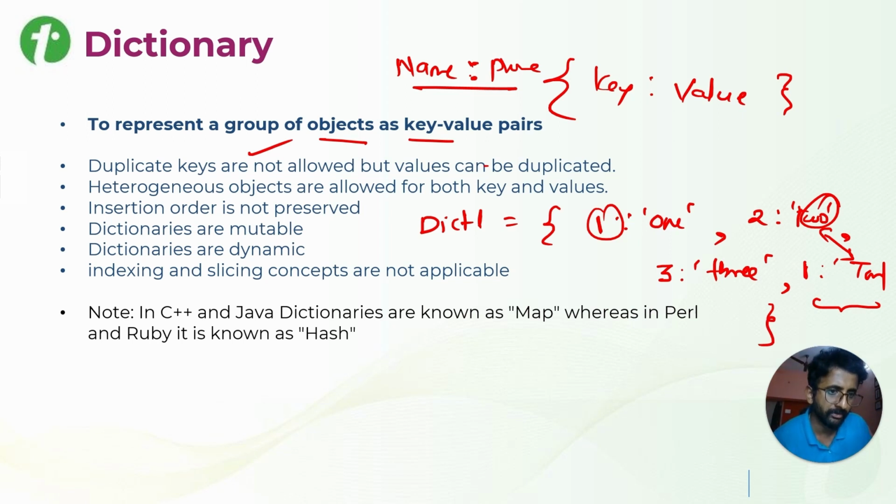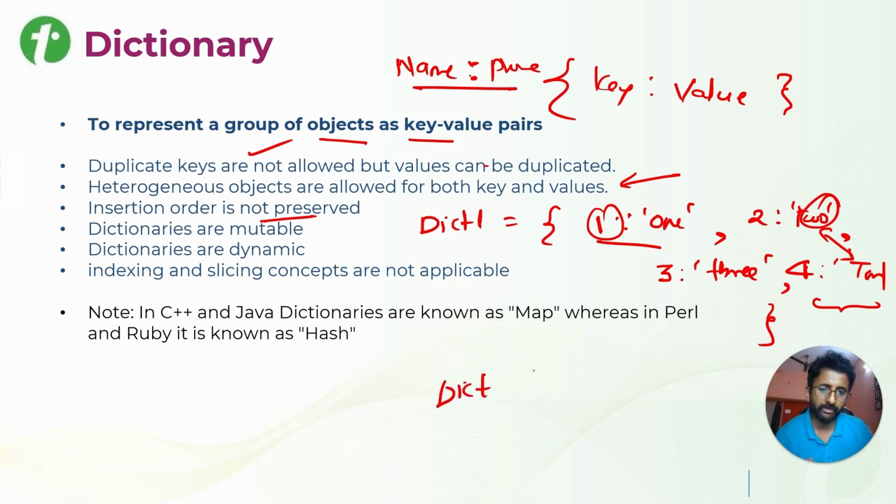So instead of 1, I should use 4. But I can use this 2 twice. So that is how we are allowed to have duplicate values but not duplicate keys. Heterogeneous objects are allowed, like digits and strings or characters together. Then insertion order is not preserved here also, just like set, and we cannot do indexing and slicing.